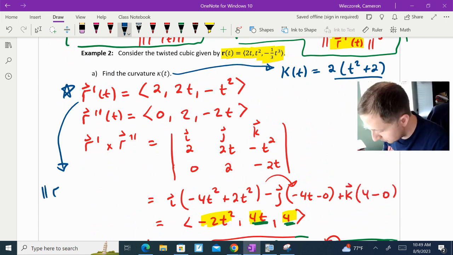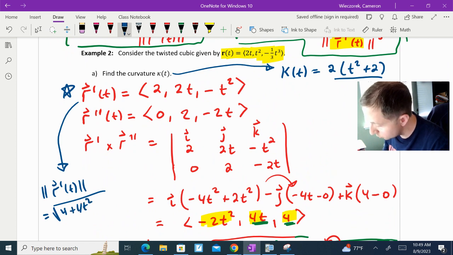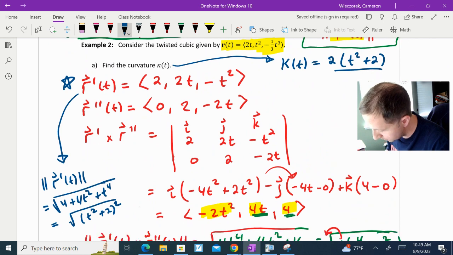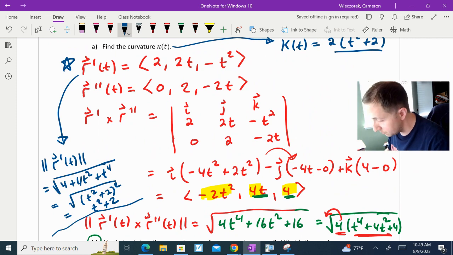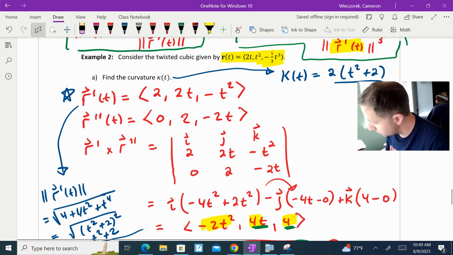So the magnitude of r prime of t is going to be the square root of 2 squared would be 4, 2t squared would be 4t squared, and negative t squared all squared would be t to the fourth. That's another perfect square binomial. That's actually the same one we just did. t squared plus 2 quantity squared. So the magnitude of r prime is t squared plus 2.